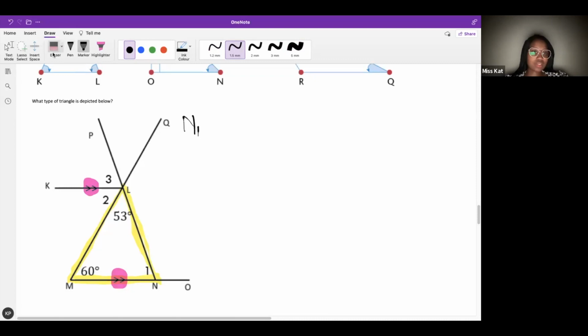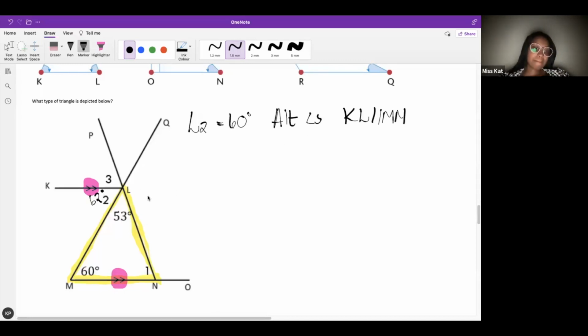KL is parallel to MN. It's the angle L2. Remember K is all the way over there. Okay. So L2 is 60. Thank you. Alternate angles. And you said what? KL is parallel to MN. Yes, ma'am. Okay, so if this is 62, how does that help us? Ma'am, that's 60 degrees, ma'am. 60. I don't know why I said 62.